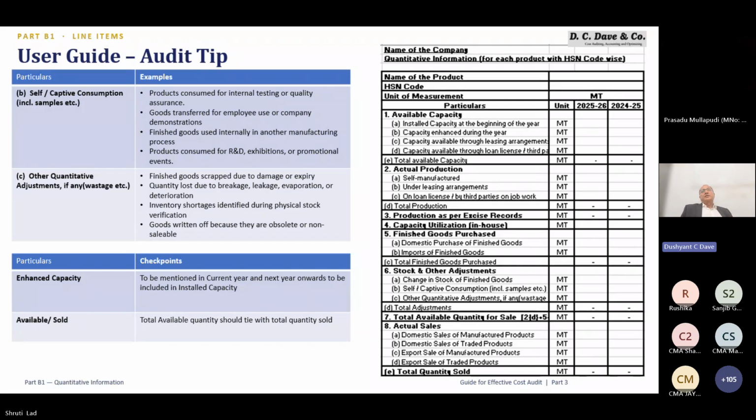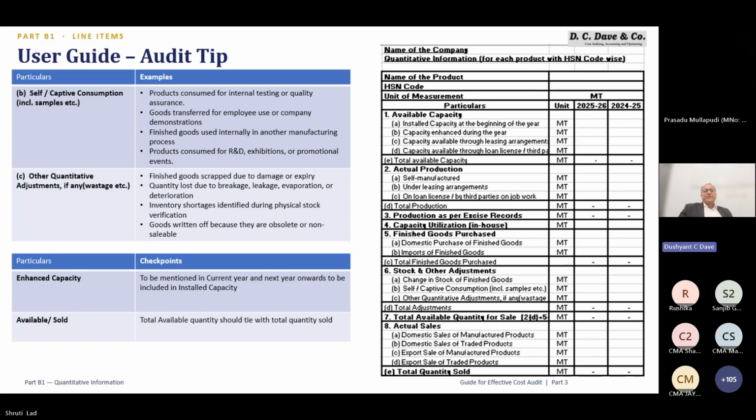So the key takeaway here is that capacity utilization above 100% is not automatically an audit issue. It should prompt further inquiry, and if the management explanation is reasonable and supported by evidence, the disclosure can still be considered an appropriate disclosure. And the overutilization is also very well justified.